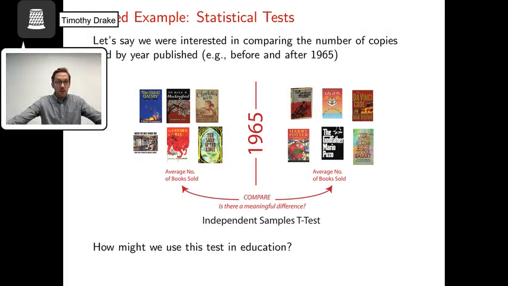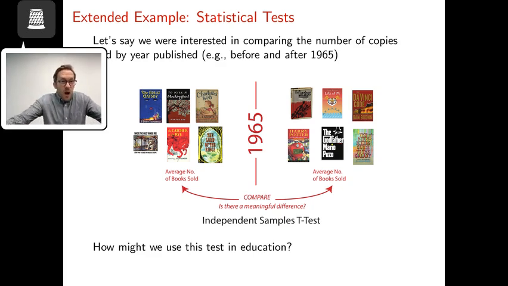All right, let's go to another example. Let's say from our 12 bestsellers, we were interested in comparing the number of copies sold before and after 1965. All right, so we picked that year because that divides them 6 and 6. So we have 6 of our bestsellers before 1965 and 6 after. And the question for us is, is there a meaningful difference, not a difference due to chance, between the number of copies sold before and after 1965? All right, and to do that, we would use an independent samples t-test because these books are independent of each other. These 6 are different than the other 6.